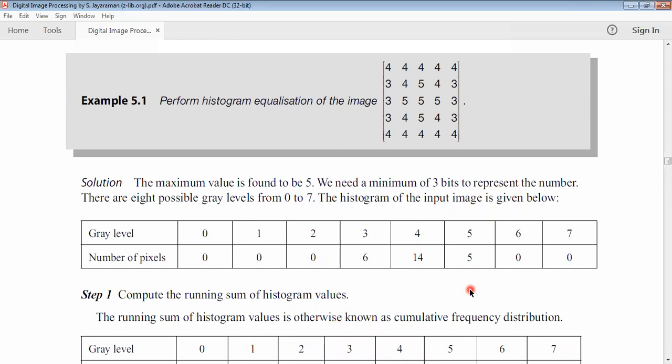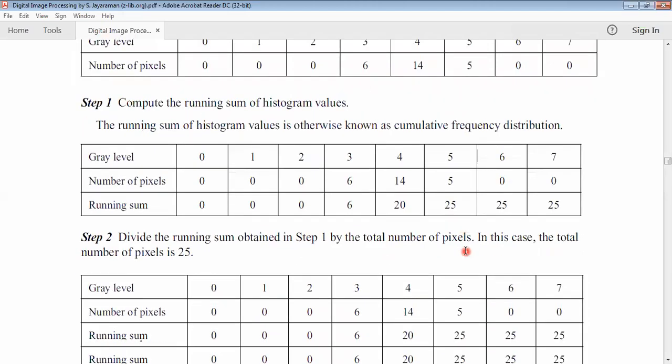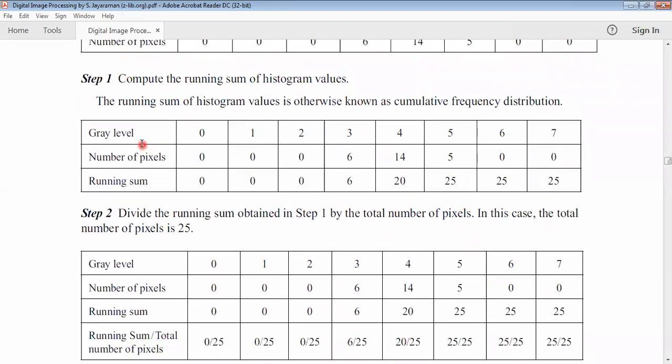Yes, sir. So it is just the histogram. Next, if you perform equalization, we are going to reassign the pixel values by the equalization process. Now you see this table, the second table: gray level 0 to 7, number of pixels as it is.